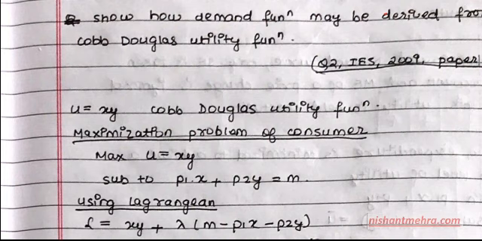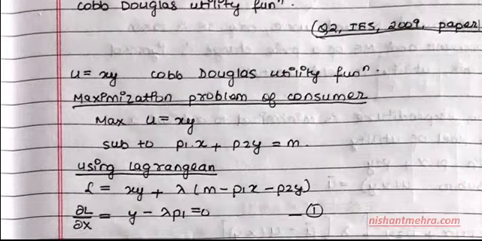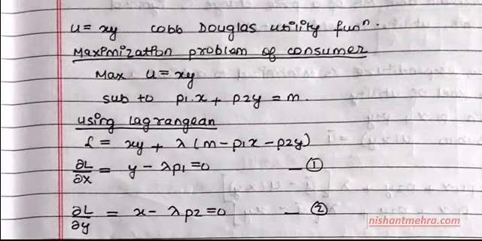So the question was asked in the 2009 paper. It was question number 2. It says, show how a demand function may be derived from a Cobb-Douglas utility function. Now, what do we have here? We have a Cobb-Douglas utility function like this, u equals xy. And my maximization problem is that I maximize my utility function subject to the constraint. My constraint is p1x plus p2y equals m.